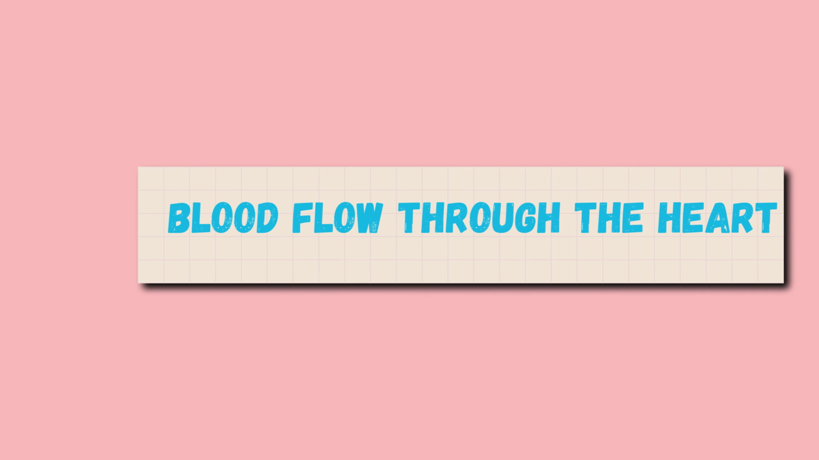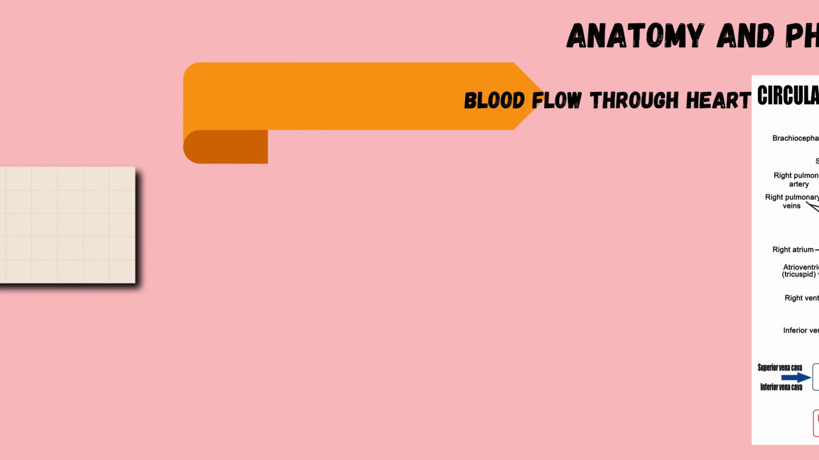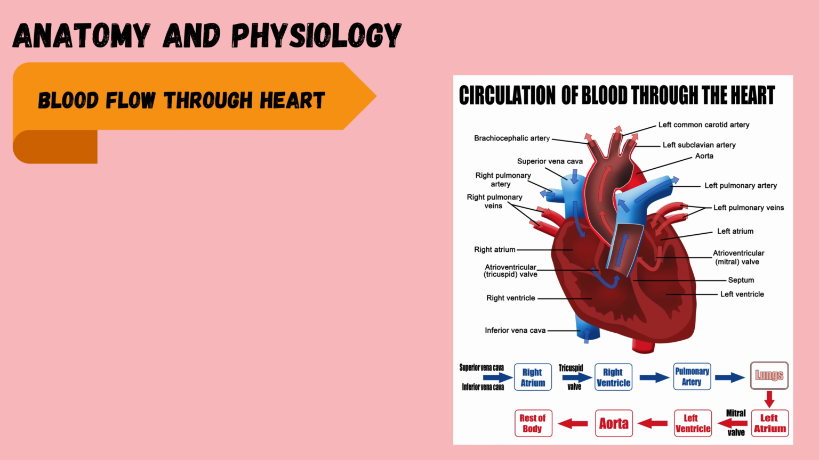How does blood flow through the heart? The left atrium receives oxygen-rich blood from the lungs and passes it to the left ventricle through the mitral valve. When the left ventricle contracts, it powerfully pumps the blood through the aortic valve into the aorta, sending it racing through the arteries to supply oxygen and nutrients to all the tissues and organs of the body.